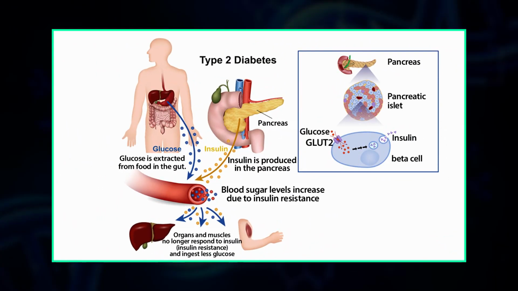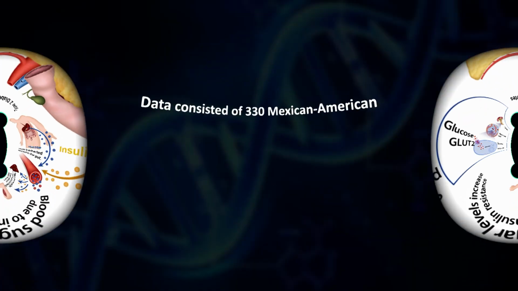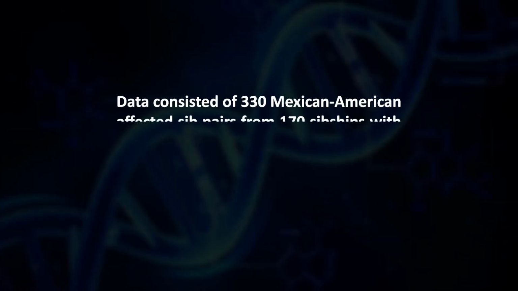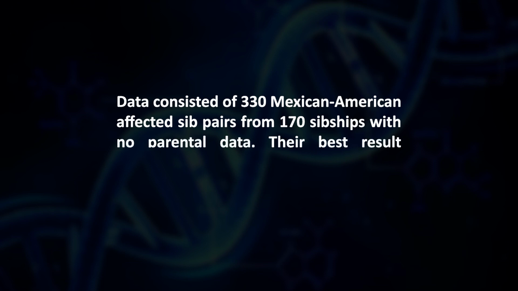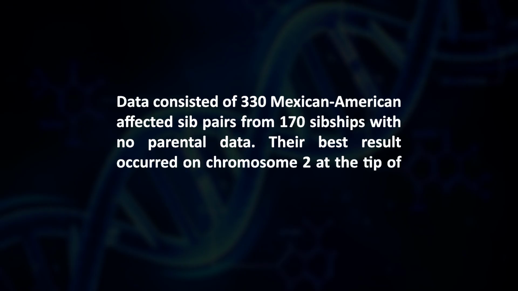Researchers described a genome scan for genes contributing to type 2 diabetes susceptibility and presented an example that illustrates this problem. The data consisted of 330 Mexican American affected sib pairs from 170 sibships with no parental data. Their best results occurred on chromosome 2 at the tip of the q arm.